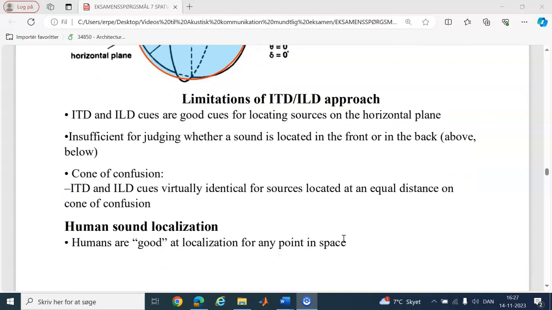Cone of confusion. ITD and ILD cues are virtually identical for sources located at an equal distance on the cone of confusion. So ITD and ILD are good cues for the horizontal plane, but insufficient for whether a sound is placed in front or in back of you.